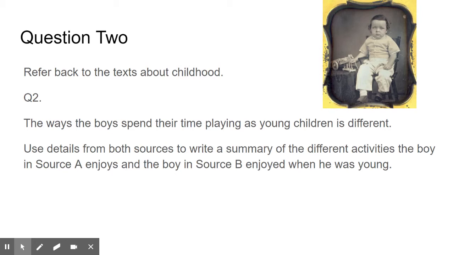So question 2: the ways the boys spend their time playing as young children is different. Use details from both sources to write a summary of the different activities the boy in source A enjoys and the boy in source B enjoyed when he was young. Here's a little Victorian child playing with his toy. Victorian children always look very glum in photographs. I don't know why. I think they were having a terrible time.